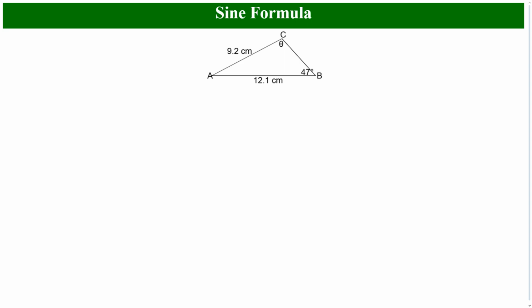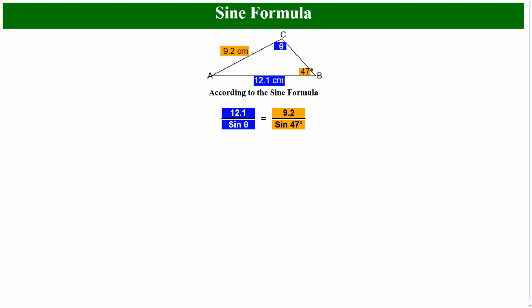Well, we can just write down the sine formula as in the other examples. Again, stop the video if you wish and try and write it down yourself. But you should get 12.1 divided by sine of the angle opposite, which is sine theta, is equal to 9.2 divided by sine of the angle opposite, 47 degrees. And here we'll cross multiply as before, or multiply both sides by sine theta and sine 47 degrees. When we do that, we get this line.